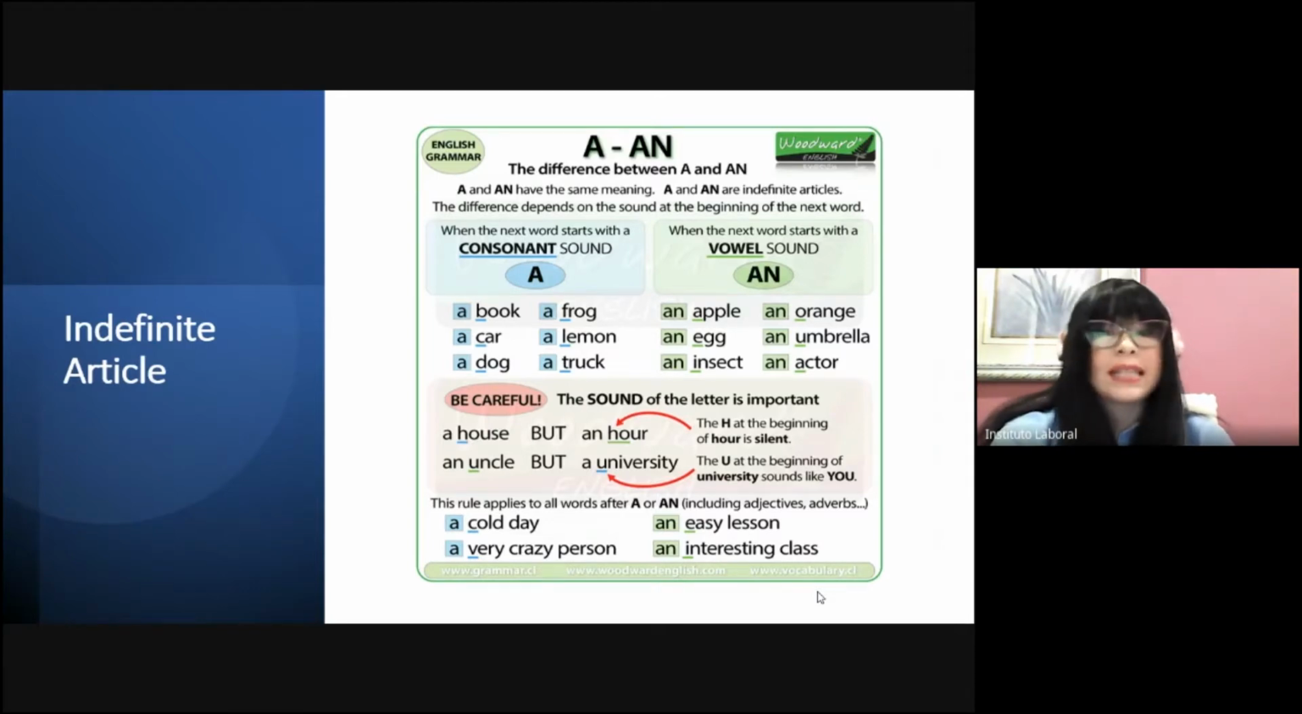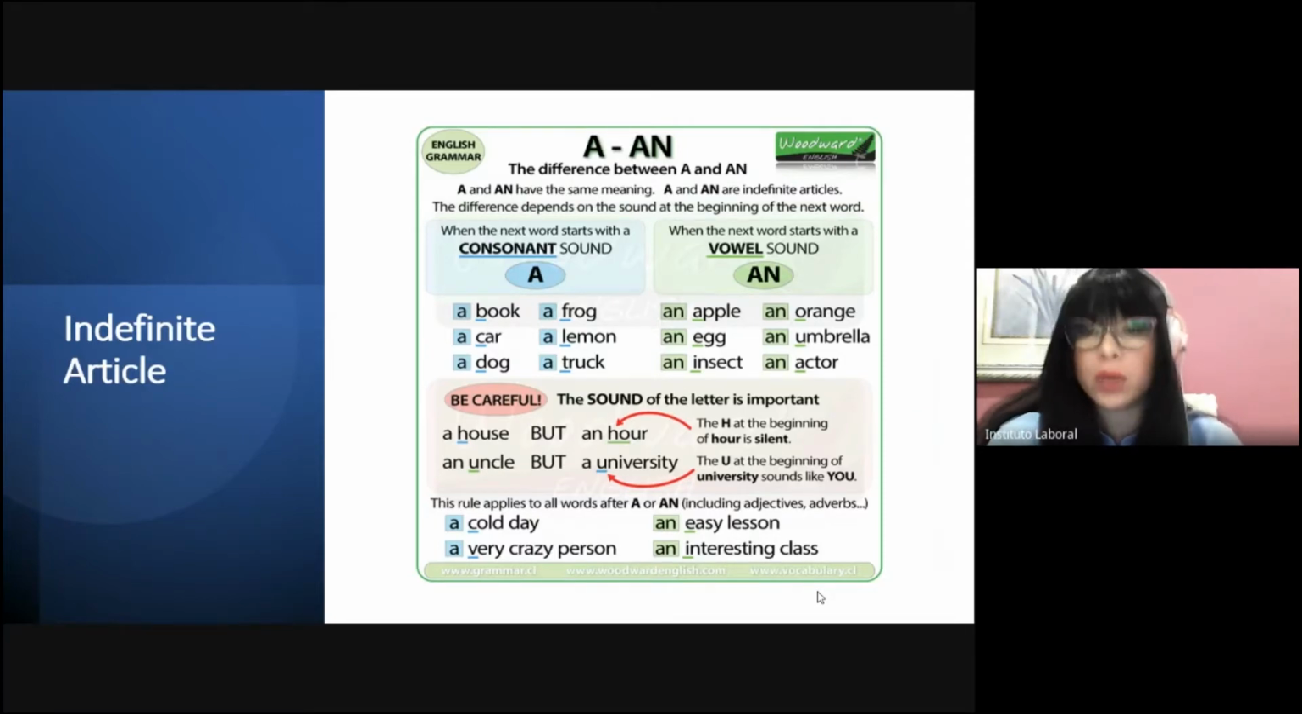When the next word starts with a consonant sound, we use the article a. For example, book. B is a consonant sound, so we use a book. Car. K is a consonant sound, so we use a car. Dog. D is a consonant sound, a dog. Frog, that's a consonant sound, F sound, a frog. A lemon, a truck.